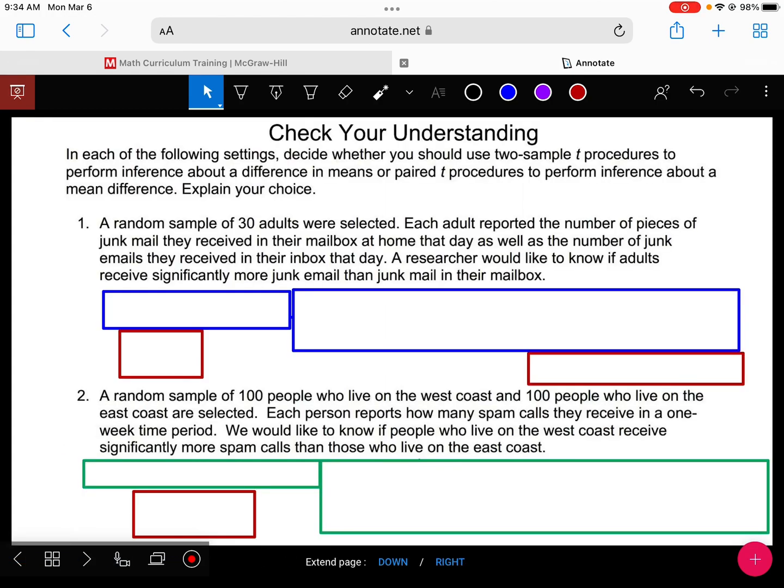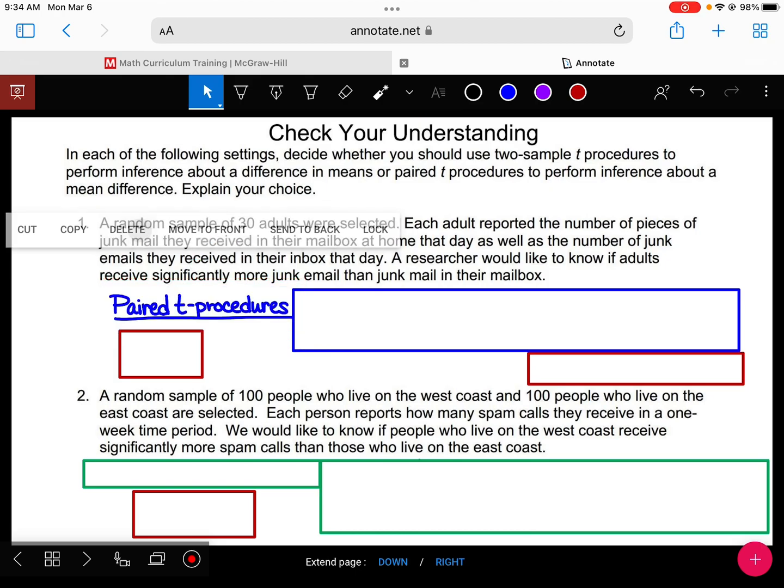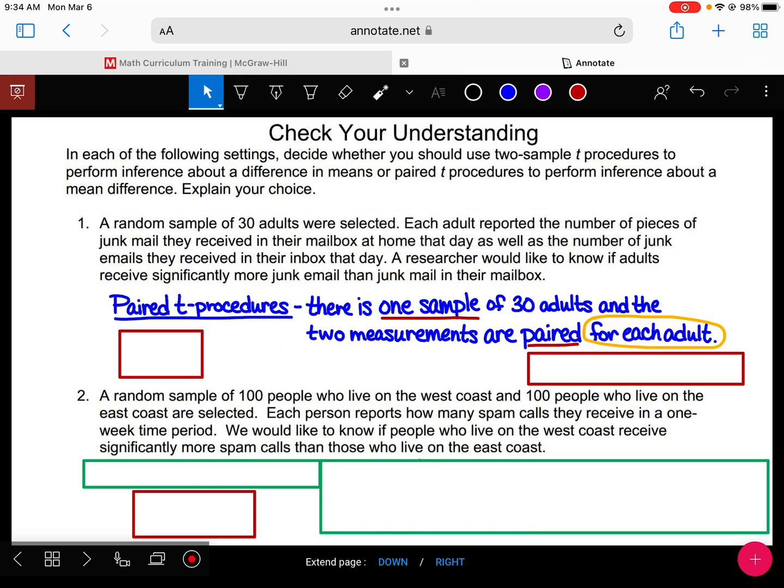What are the two pieces of information that they're collecting from each of these 30 adults? Yeah, junk regular mail and junk email. There's one sample, and there are two measurements that are paired for each adult. Each adult answers two separate questions.